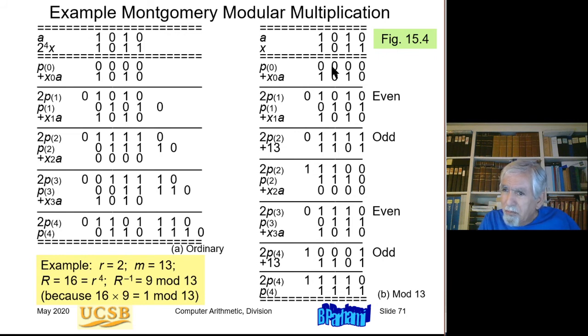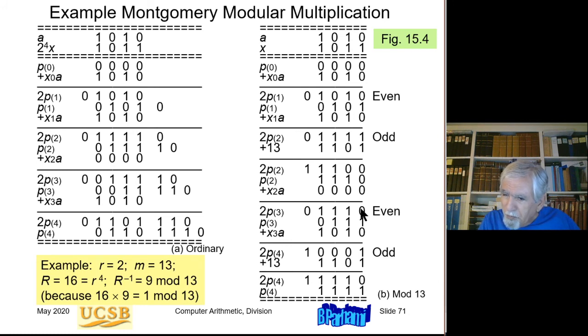Okay, here's P0. Whenever the partial product is even, I just do as I do with regular multiplication. I right shift and add the next product. So when it's even, it doesn't change compared with ordinary multiplication. When it's odd, though, I have to do addition of 13. 13 is my M here, to make this even before right shifting.